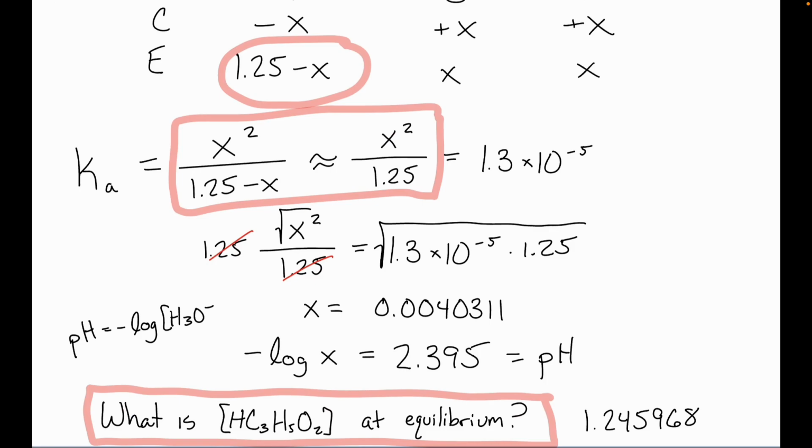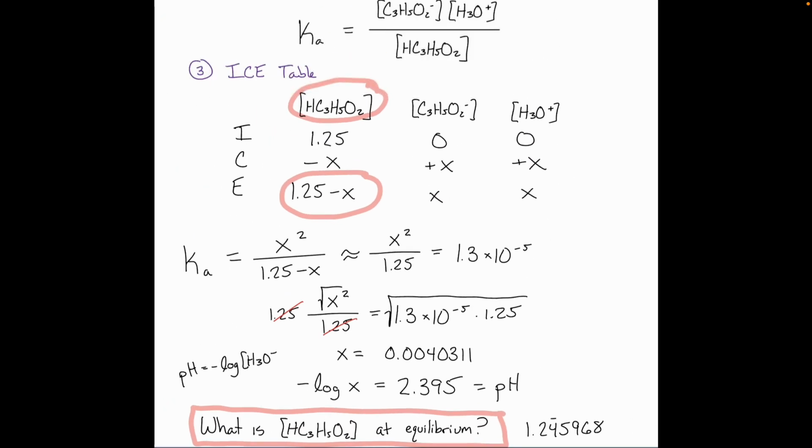Again, we could have kept track of it. It just would have made the math a little uglier. Since x is so tiny, we get to discard it. But again, I'm trying to hammer home what your ICE table is telling you. This is the equilibrium value of all of these concentrations. So if I wanted to figure out what my conjugate base was, that would be x. My hydronium ion is x. And then my acid is that 1.25 minus x, right? That's what our ICE table is telling us.